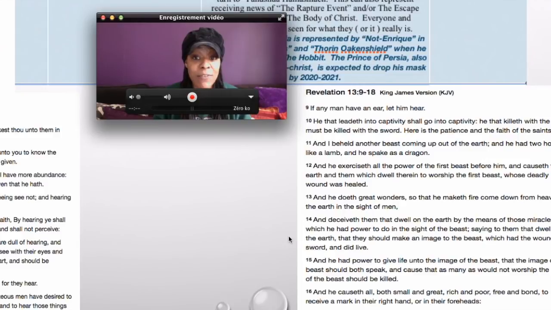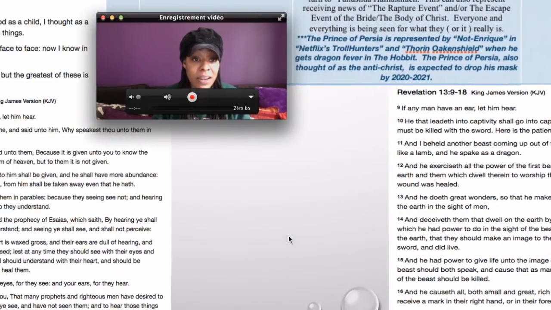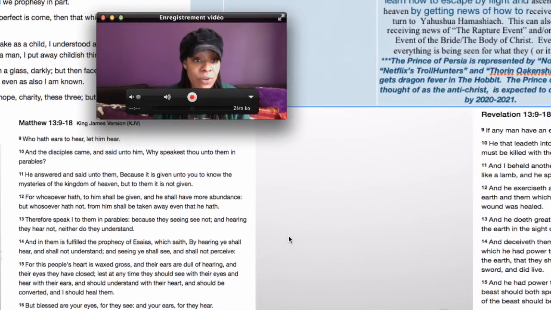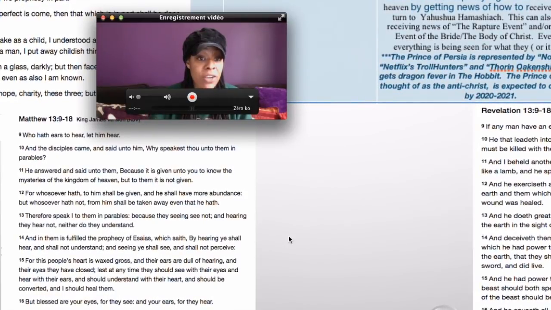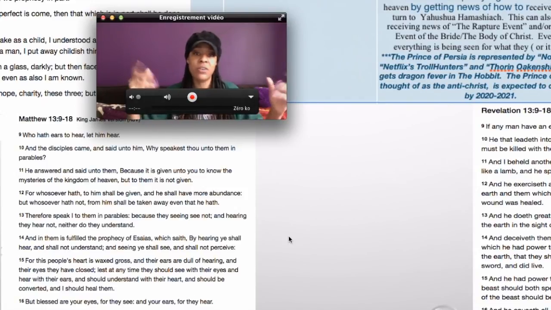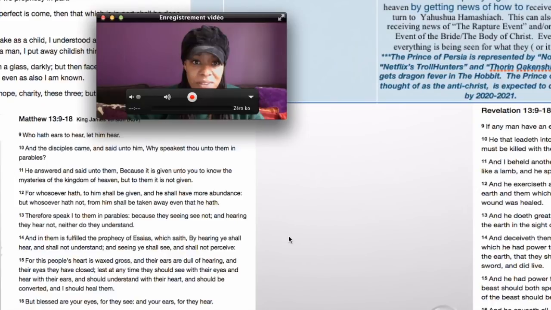Revelation 13:9. If any man have an ear, let him hear. And Matthew 13:9. Who hath ears to hear, let him hear. Tell me that's a coincidence. Go ahead. Be like, yeah, that's a coincidence. You tripping. Yeah, go ahead. Right. Sure. Why not? And what does he say?